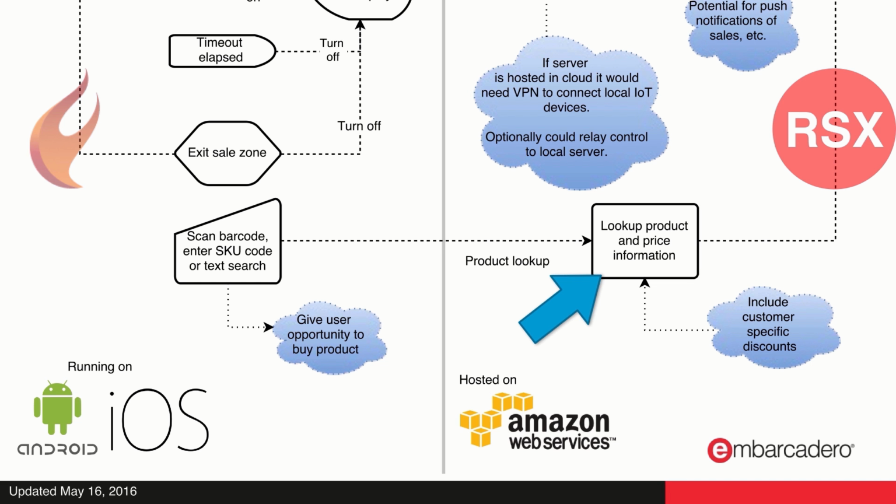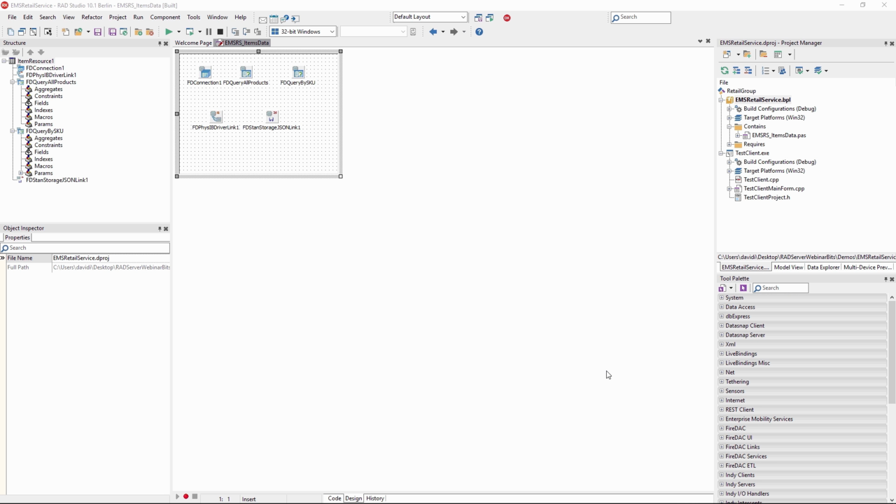But if they are searching by product and they find the product they're looking for, they could potentially also buy that product right through the application. Lots of options here to see what they're doing, to include special offers for customers, if they have special discounts, etc. Marco worked on some of the endpoints in the RAD server that's part of this department store application.